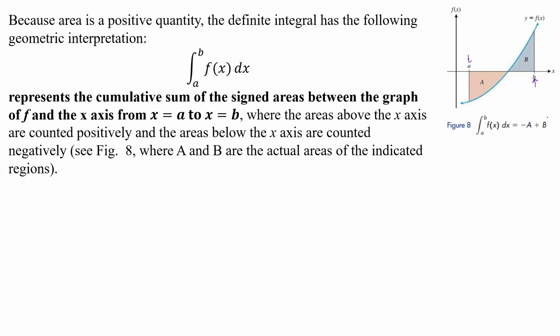So that represents the cumulative sum of the signed areas between the graph of f and the x-axis from x equals a to x equals b, where the areas above the x-axis are counted positively and the areas below the x-axis are counted negatively. That's why we say that's a negative a and that's a positive b.